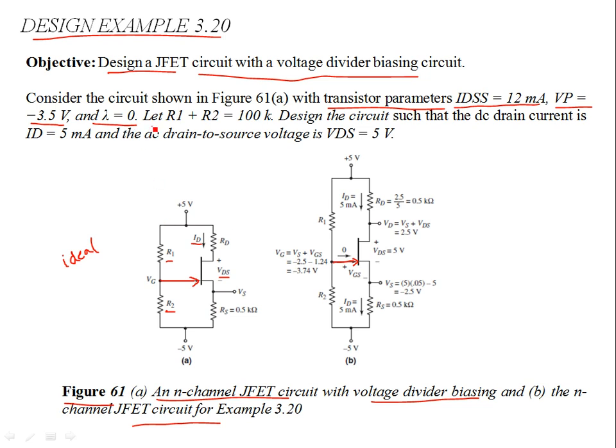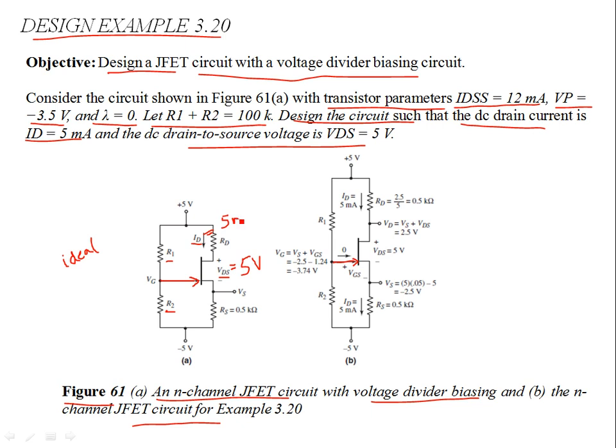Now the constraint that is given for the divider circuit is that the sum of the two resistances R1 and R2 is 100 kilohms. You have to design the circuit such that the DC drain current is 5 milliamps and the DC drain-to-source voltage VDS is 5 volts. So VDS is 5 volts, and the drain current is supposed to be about 5 milliamps. So you have to design the circuit.